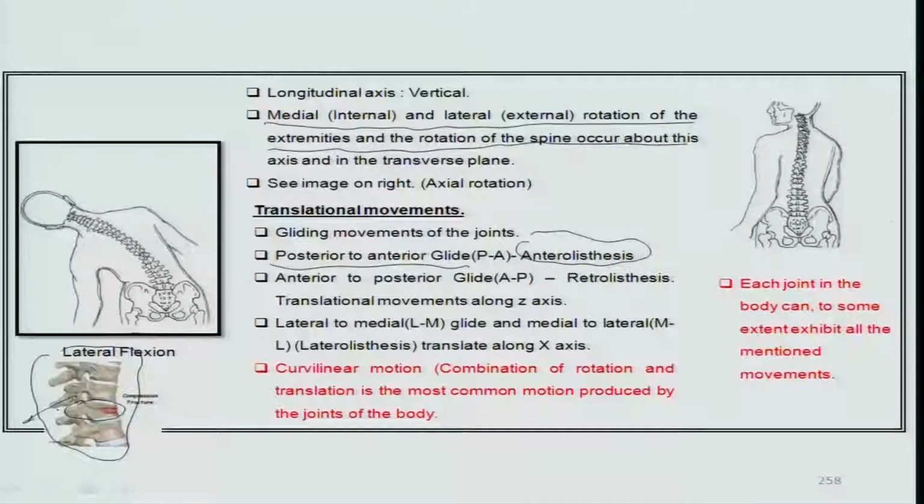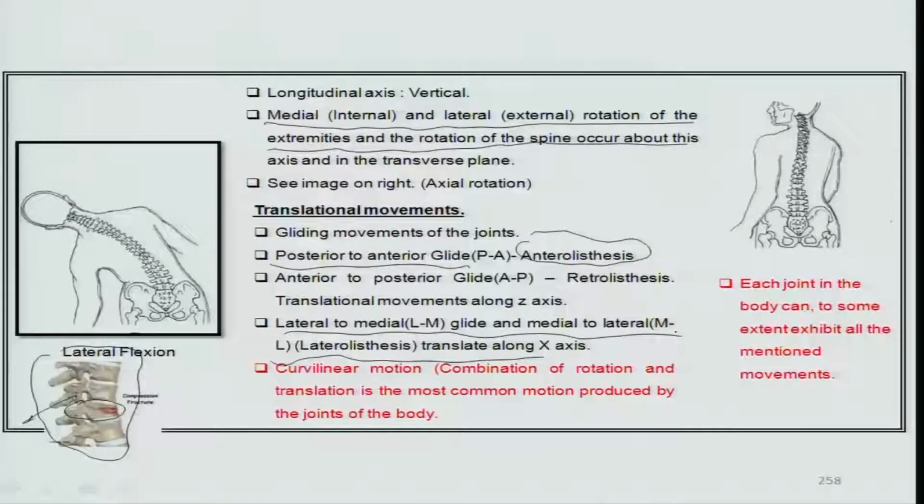Only if the extent of motion is beyond a certain level, which is beyond repair, do we call it a disc slip. Otherwise we can consider that to be routine or normal. Similarly, there is lateral to medial glide or medial to lateral glide, also known as lateralisthesis, which is again translating along the y axis of motion. So just look into how I had categorized before and try to figure this out.